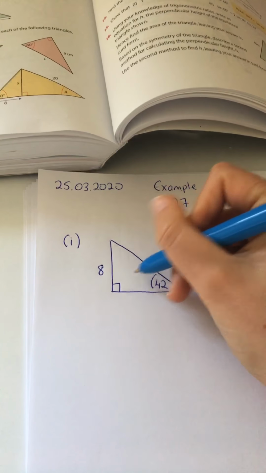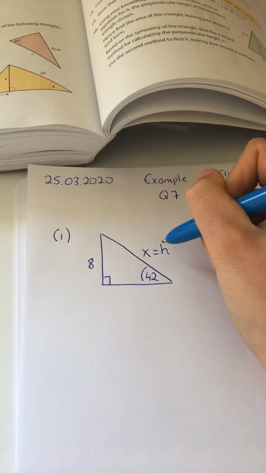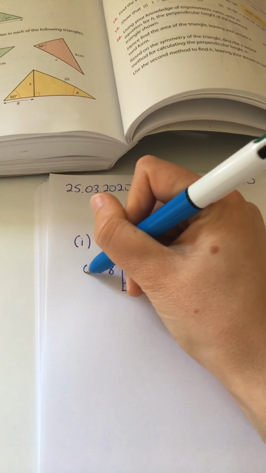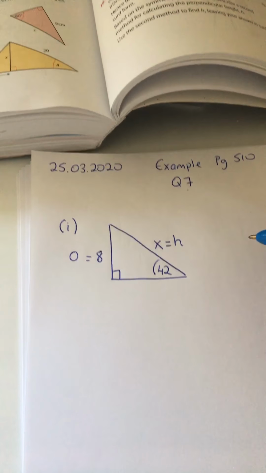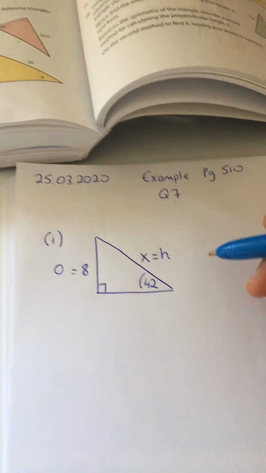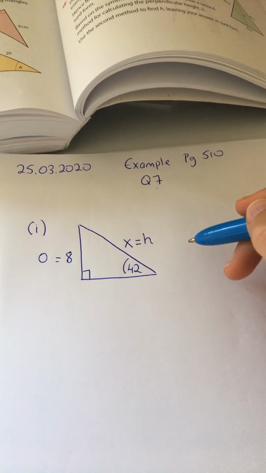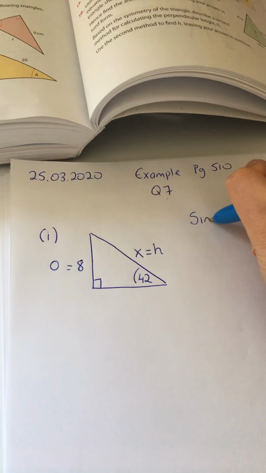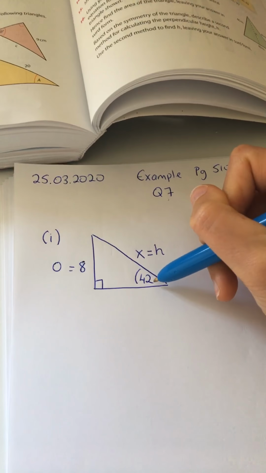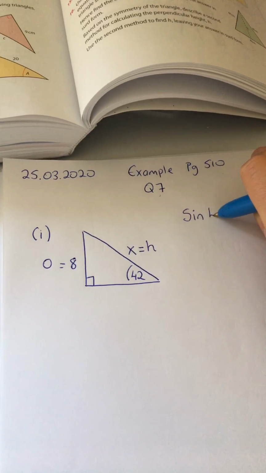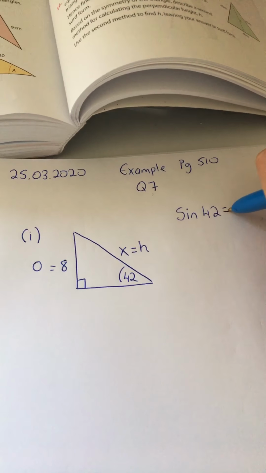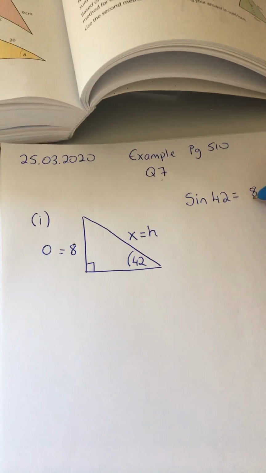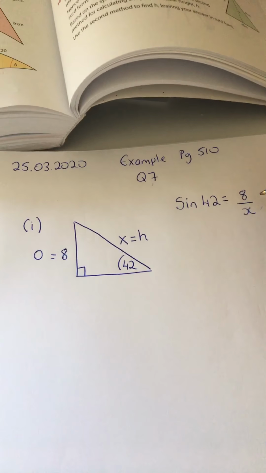So x is our hypotenuse as it's opposite the right angle. And 8 is opposite 42, so 8 is our opposite. Now, just like before, we need to decide, are we using sine, cos or tan? So we have opposite and hypotenuse, so we are using sine. And the angle that we're working with is the angle of 42 degrees, so it is sine 42. And sine equals opposite over hypotenuse, which is going to be 8 over x.